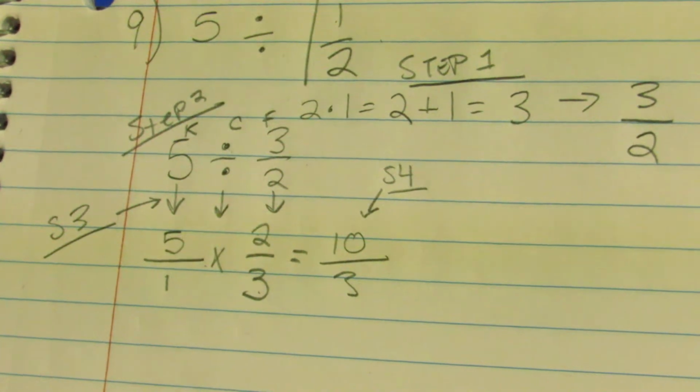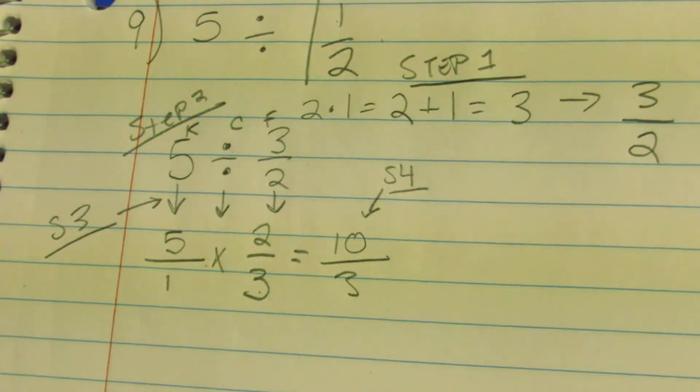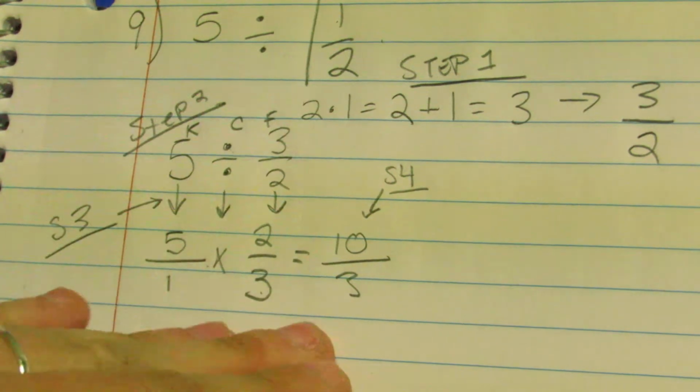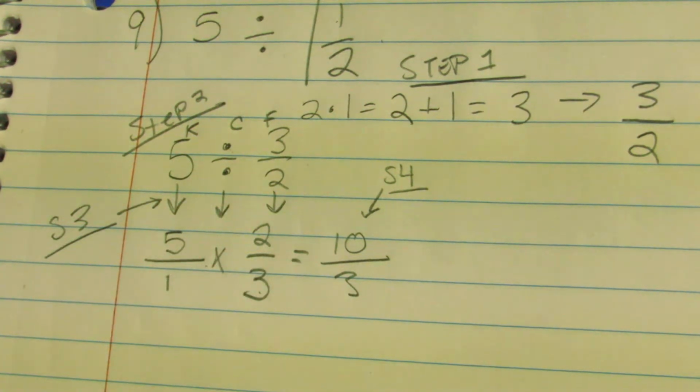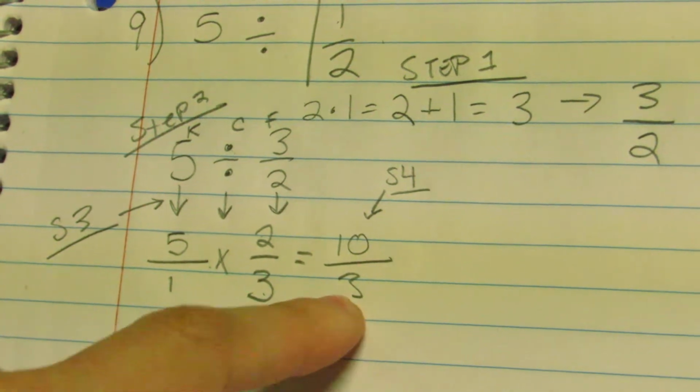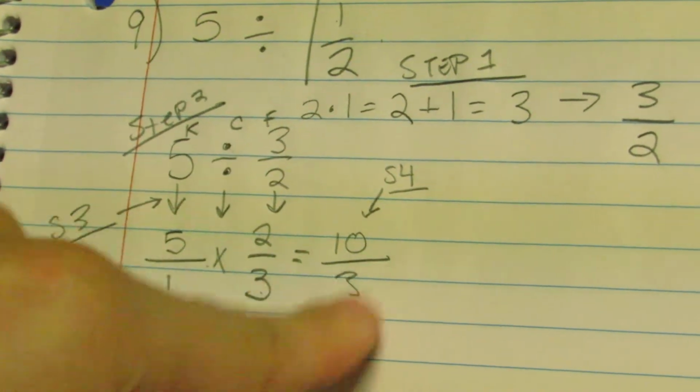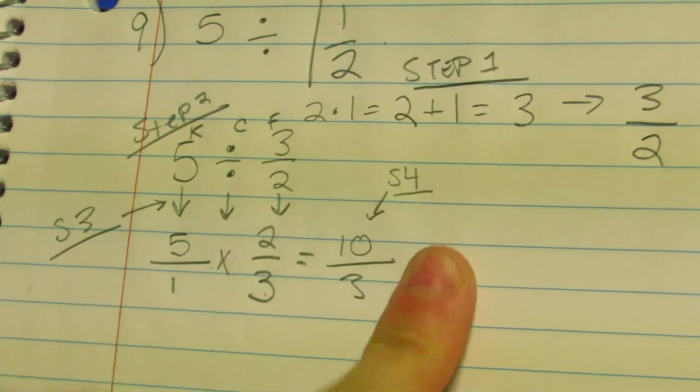Now, is this an improper fraction? It sure is. You see how that 10 is bigger than the 3? The numerator is bigger than the denominator. So what I want to do is do not simplify yet. Remember, simplifying is last. Simplifying is last. So let's change it into a mixed number.